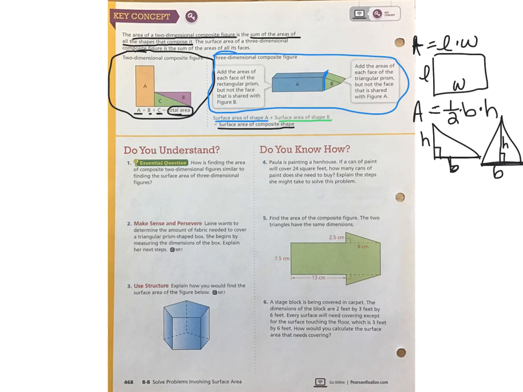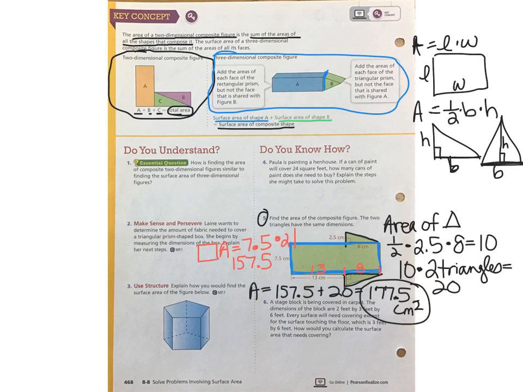Now I'd like for you to try number 5. Number 5 can be made up of 3 shapes. You see 2 triangles, and then you see 1 large rectangle. See if you can find the surface area of this shape. And let's take a look.